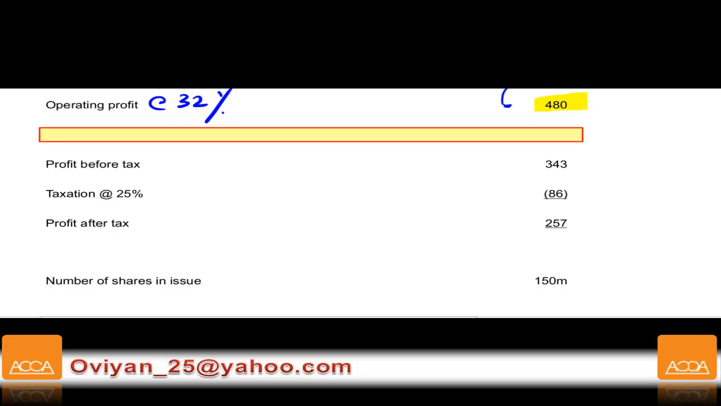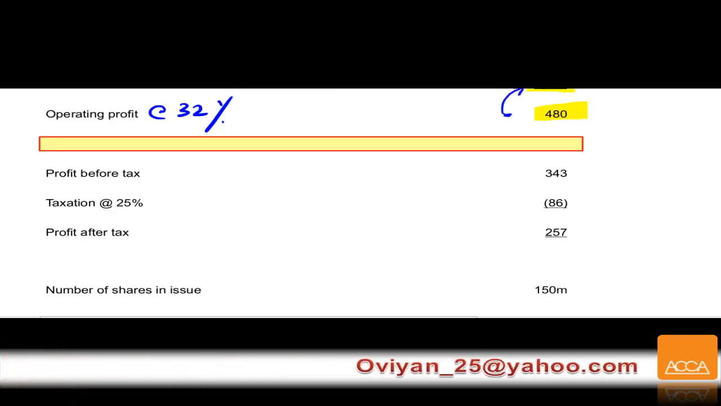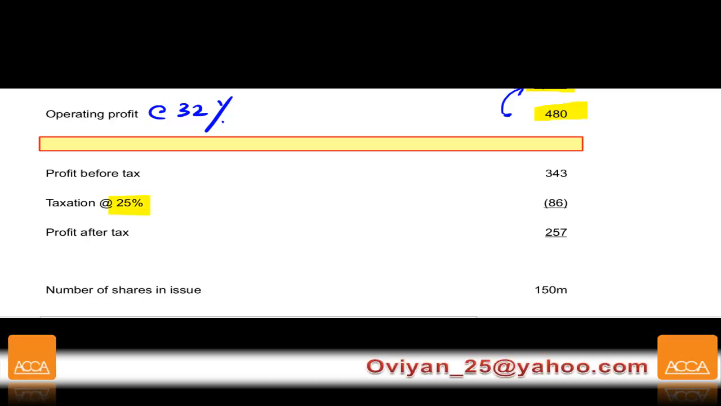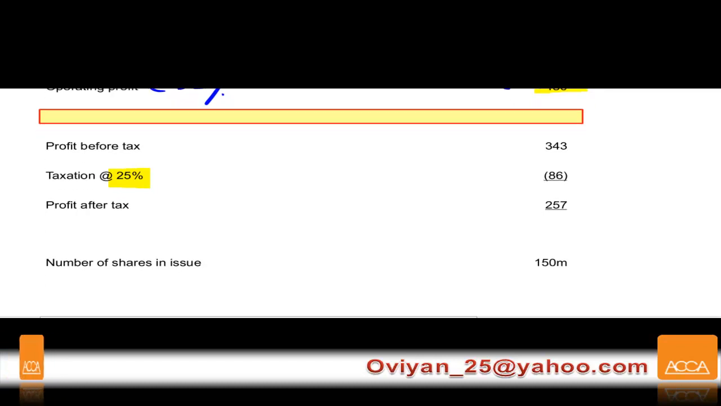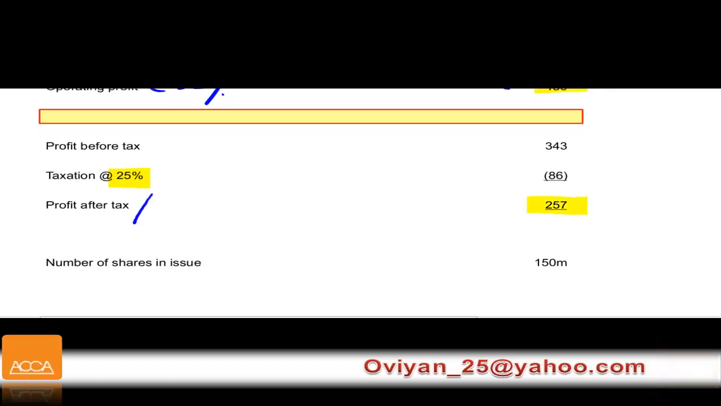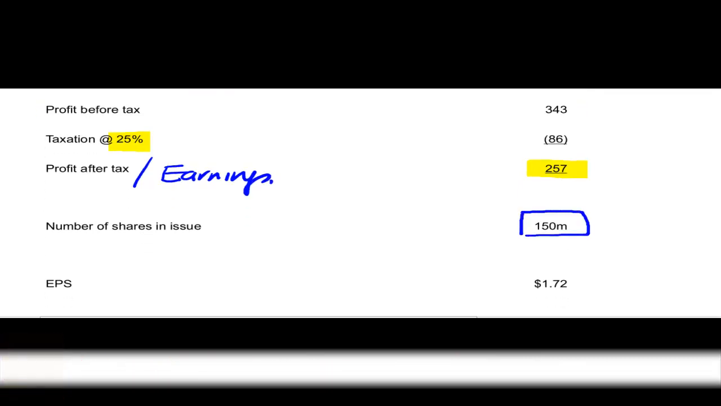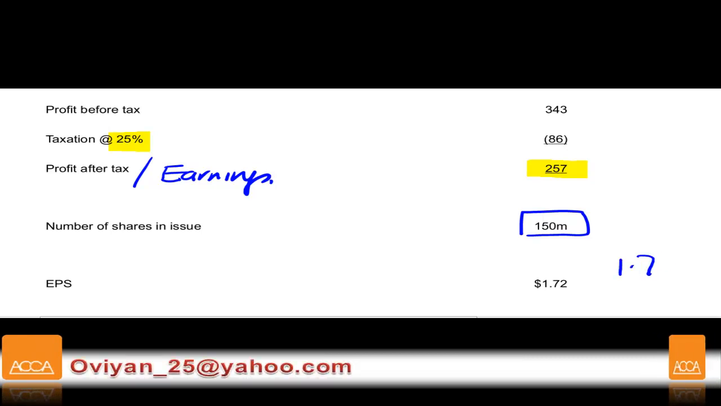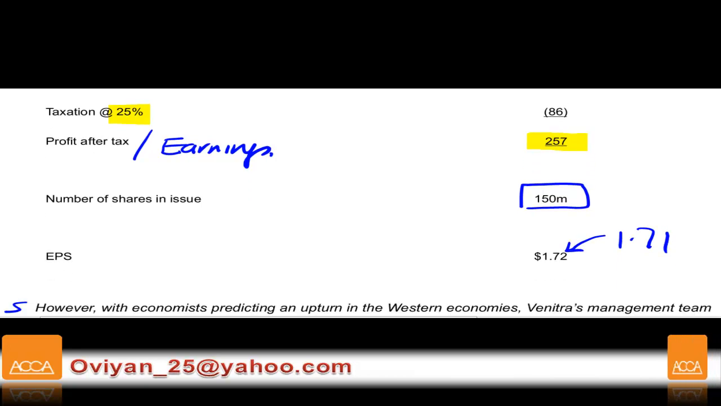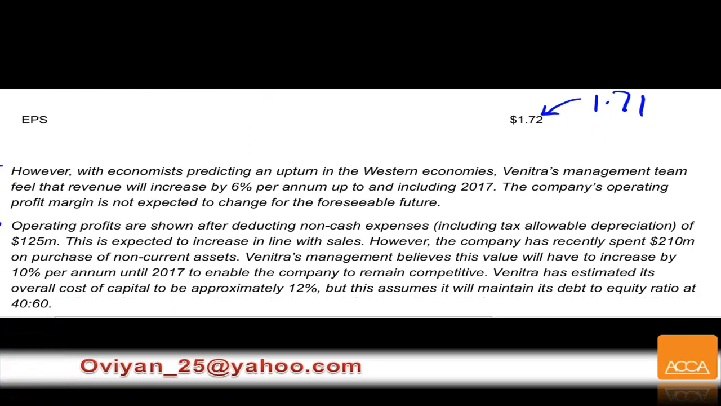Now profit before tax is given here at 343. Taxation is 25%. Please highlight the taxation percentage here at 25%, and this is going to be your earnings of Venitra. The number of shares issued at the moment by Venitra is 150 million. So if you take your calculators, 257 divided by 150, you're going to get around 1.71. Let's take that as 1.72. No worries.